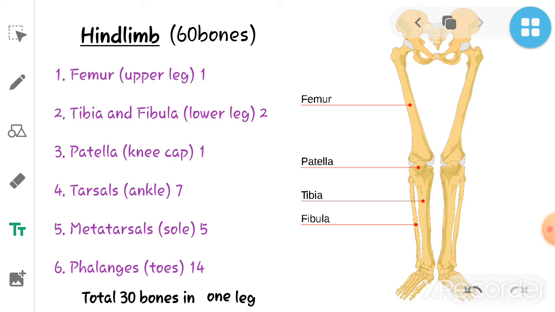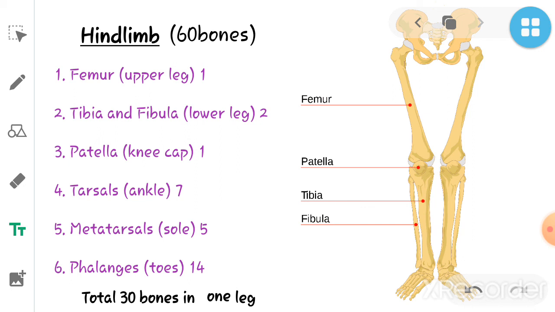Next to the femur we have the lower portion of our leg. This is made up of 2 bones, tibia and fibula. The point of attachment of the femur with the tibia and fibula forms your knee. The knee is covered by a bone known as the patella or kneecap. Only a single bone is there. Now move to your foot.